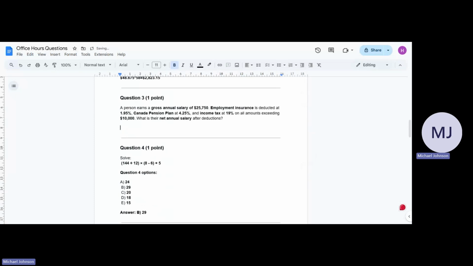So then the 3 here, a person earns a gross salary of $25,750. Employment insurance is deducted at 1.95%, Canadian pension plan at 4.25%, and income tax at 19% on all amounts exceeding $10,000. What is their net salary after deductions? So this is a good calculation because you have to make all those deductions when you're paying taxes.